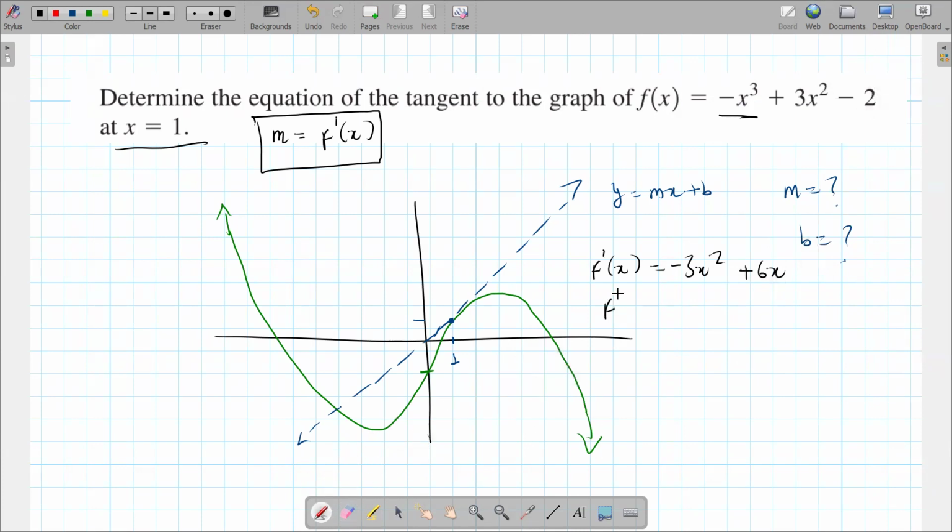We just have to plug in 1 in there now. F prime of 1, which is -3 times 1 plus 6 times 1. Our slope is 3. There we go. Our slope is 3. So we have our m value. M value is 3. Now, how do we find our b value?